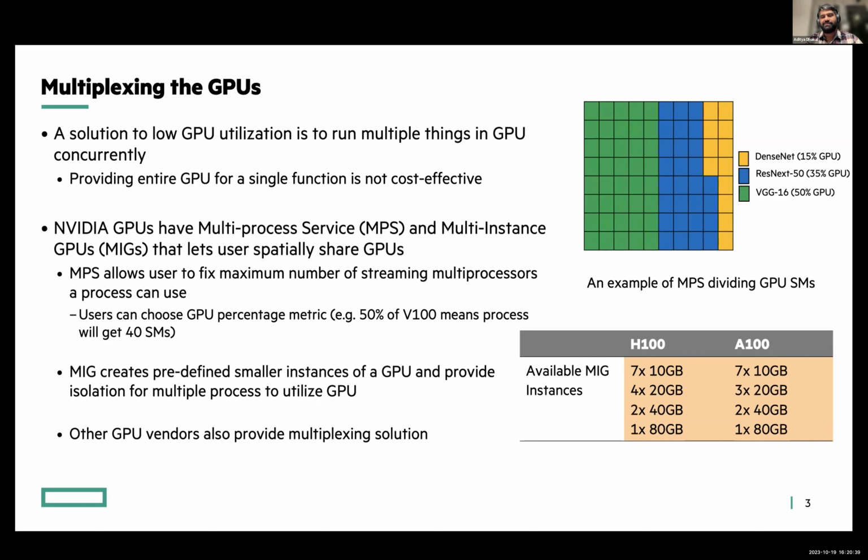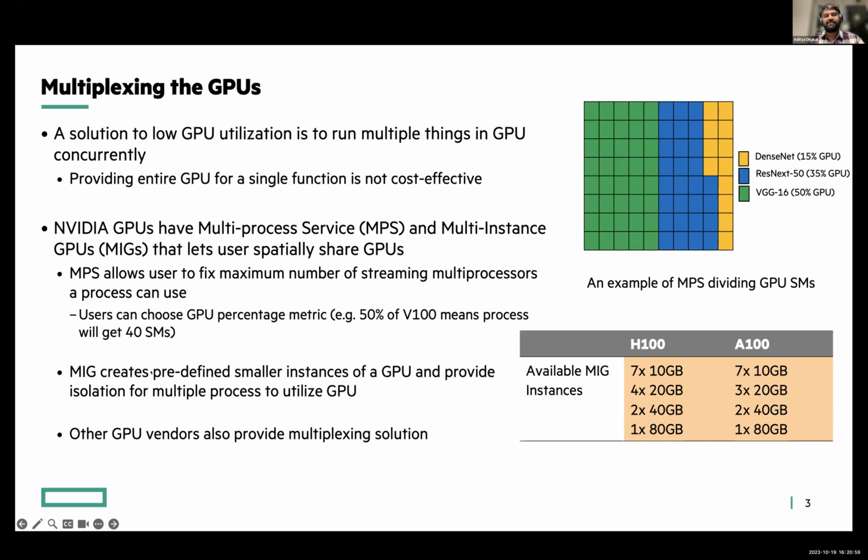So we have solutions like MPS or MIGs that let the user share the GPU. If you see on the right side, this is a V100 GPU, 80 SMs. You can give what percentage of SMs you want to give a certain application, and it will use that much. It will not exceed that barrier. So you're basically provisioning a resource for something.